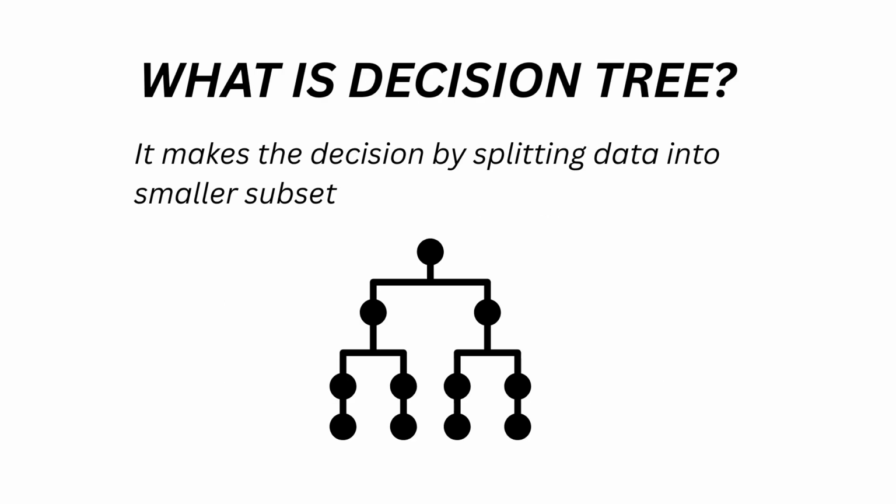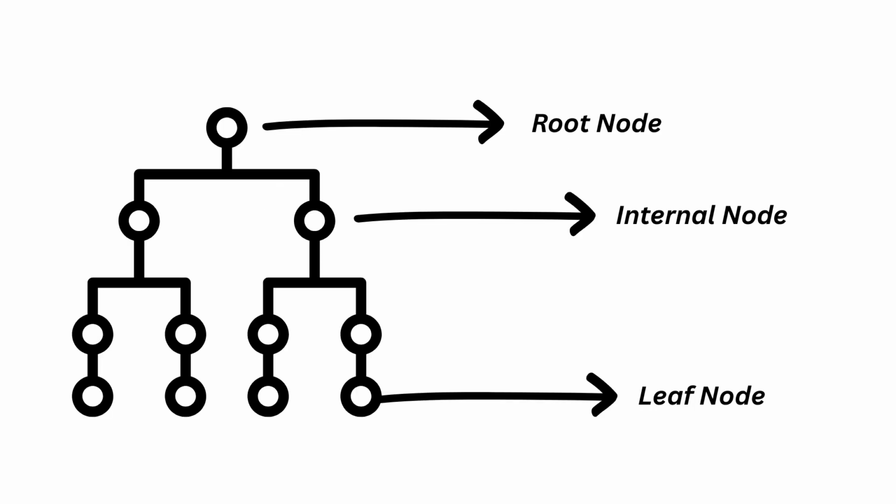Okay, now what is a decision tree? It is also a supervised machine learning algorithm. It is also used for classification and regression. But it makes the decision by splitting data into smaller subsets based on conditions and is formatted like a tree structure. A decision tree consists of types of nodes: root node, internal node, branches, and leaf node.